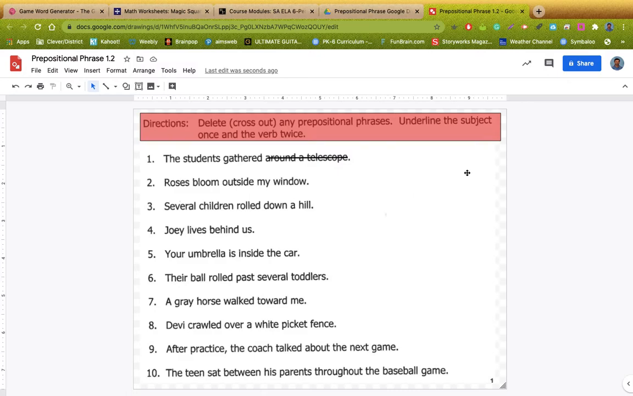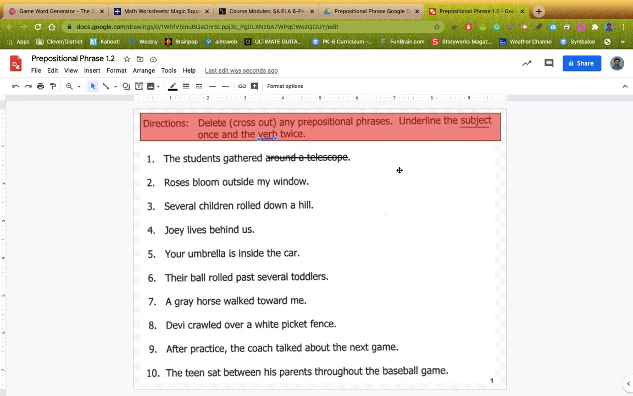Now, identifying the subject and the verb will be super easy. And here is why I'm saying that. Because there are only 3 words left in the sentence. Look at number 1. We've crossed out the prepositional phrase, and there are only 3 words left. The students gathered. Now, you might want to ask yourself, how do I know what the subject is? There are still 3 words.